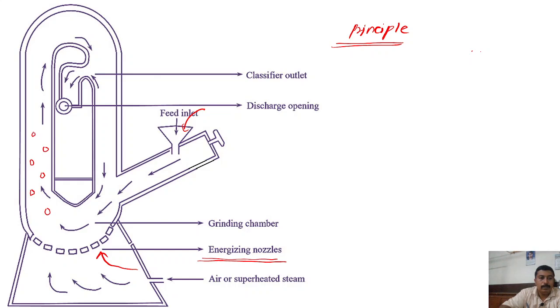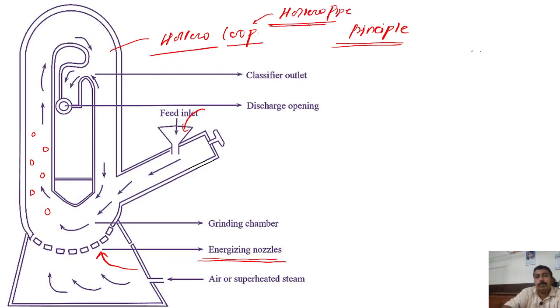So this mill basically consists of a hollow loop, in short a hollow pipe, and this hollow pipe is made up of stainless steel. What about the diameter of this pipe? The diameter of the hollow pipe is 20 to 200 mm.